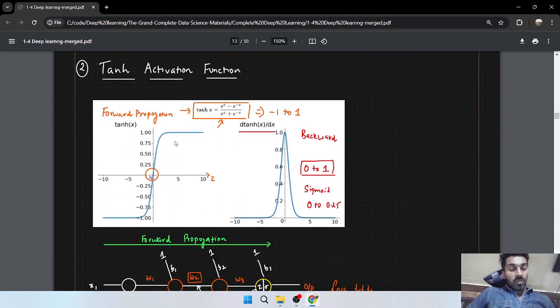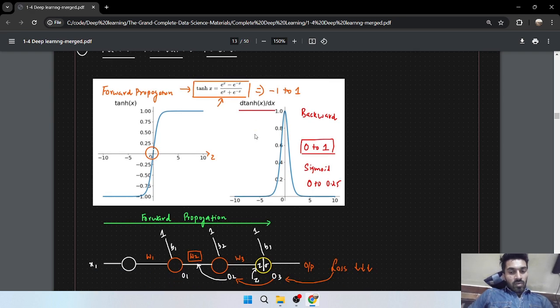The formula of tanh is e raised to the power of z minus e raised to the power of minus z upon e raised to the power of z plus e raised to the power of minus z, basically. Or you can say z replaced with x. So the zero centered problem will be gone in this. This formula is zero centered. The value ranges from minus 1 to 1 in tanh. And the derivative values range from 0 to 1. So in sigmoid the derivative basically ranges from 0 to 0.25, but in tanh it ranges from 0 to 1.